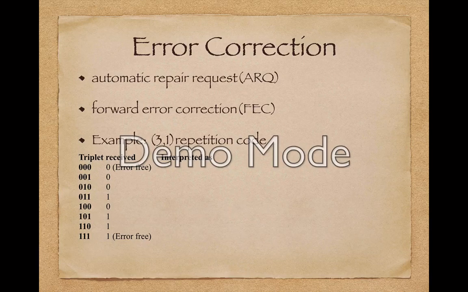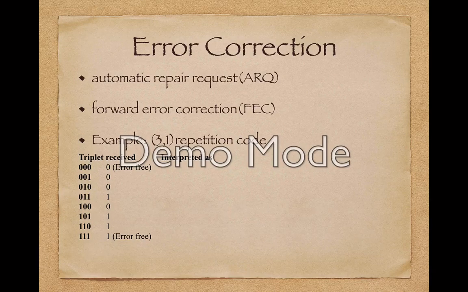In ARQ, an error detection bit or bits is added to every data block, and if the receiver detects an error or more, it will request another send, so the sender has to send the data again. ARQ requires fewer extra bits, and it's easier to implement. However, it does require more time to communicate between the sender and the receiver.